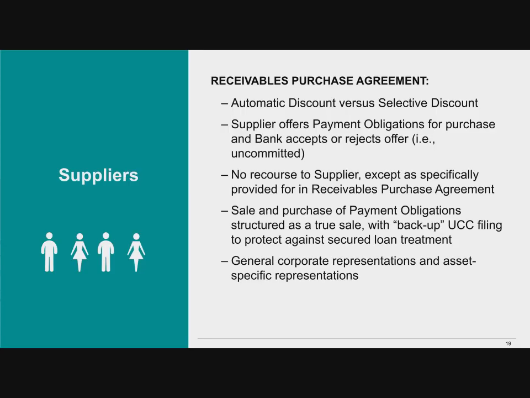So the guts of a receivables purchase agreement is effectively an agreement on the part of the supplier to sell receivables to the bank or non-bank program operator. There'll be a UCC backup filing to protect the purchaser's interest in the asset, and then there's, generally speaking, a bunch of corporate reps and asset-specific reps, where, for example, the supplier will rep and warrant as to the nature of the assets that is being sold.